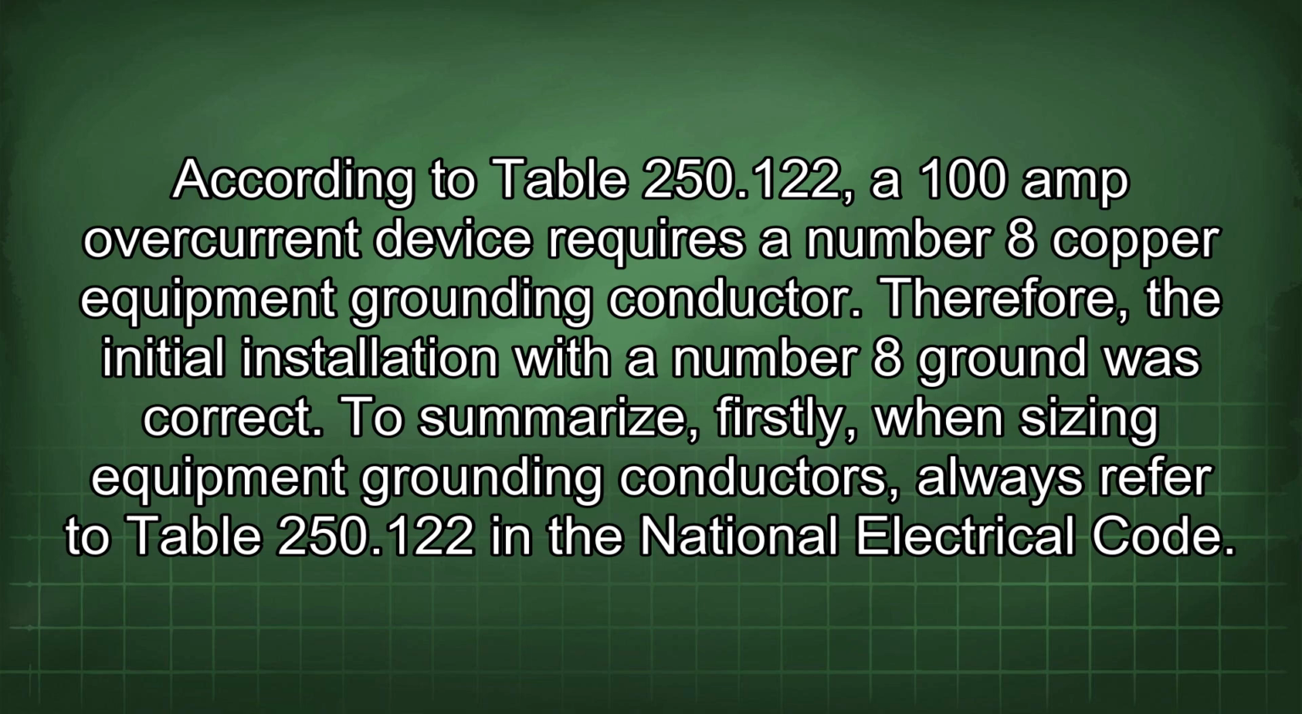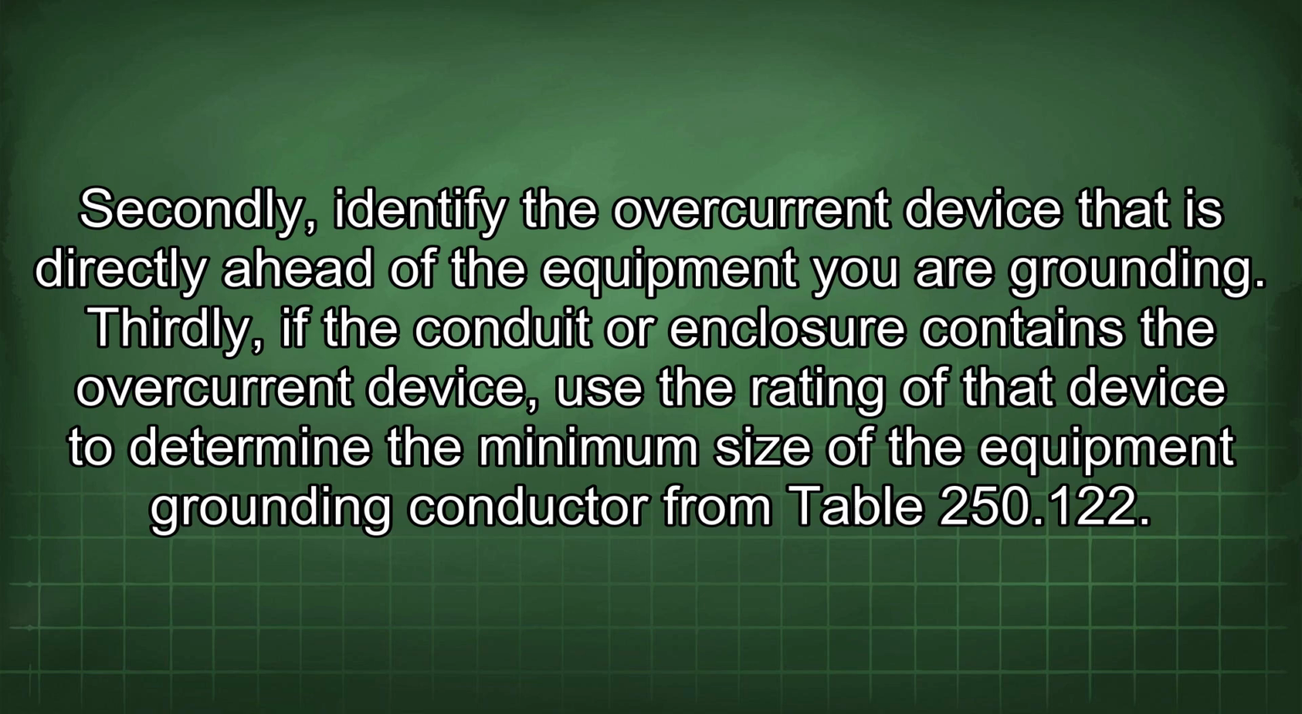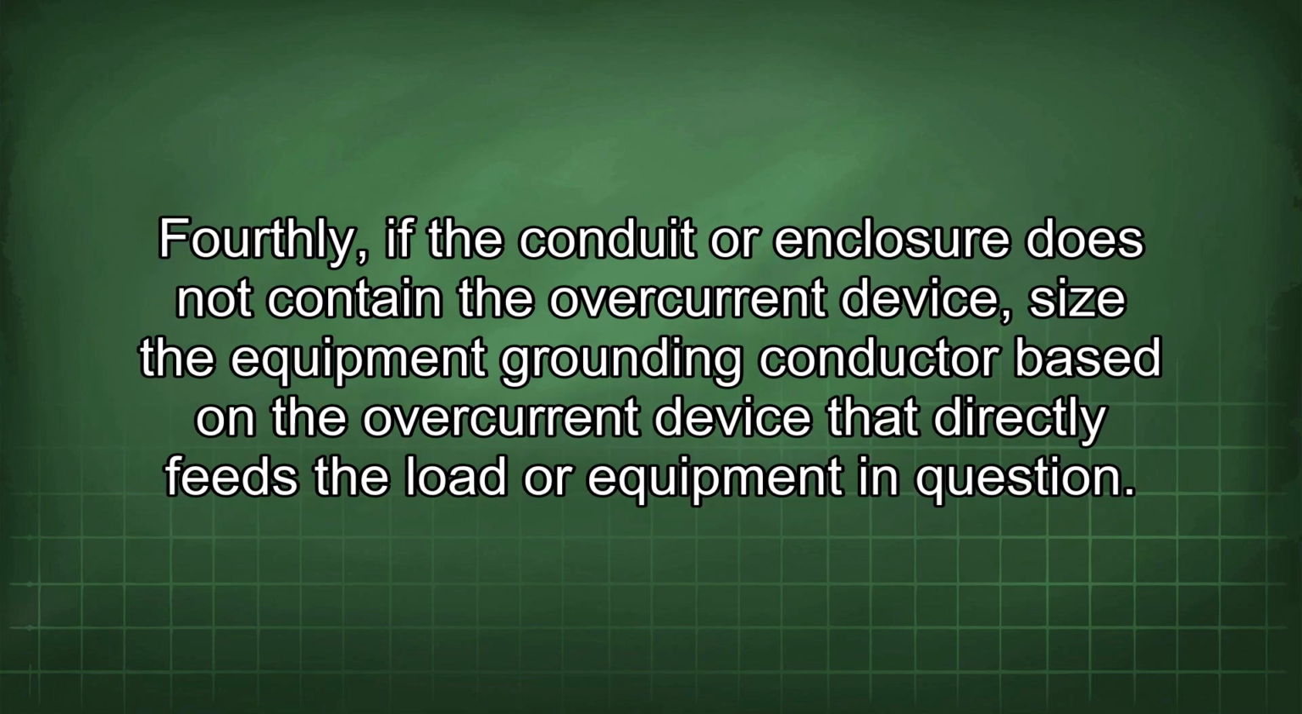To summarize, firstly, when sizing equipment grounding conductors, always refer to Table 250.122 in the National Electrical Code. Secondly, identify the overcurrent device that is directly ahead of the equipment you are grounding. Thirdly, if the conduit or enclosure contains the overcurrent device, use the rating of that device to determine the minimum size of the equipment grounding conductor from Table 250.122. Fourthly, if the conduit or enclosure does not contain the overcurrent device, size the equipment grounding conductor based on the overcurrent device that directly feeds the load or equipment in question.